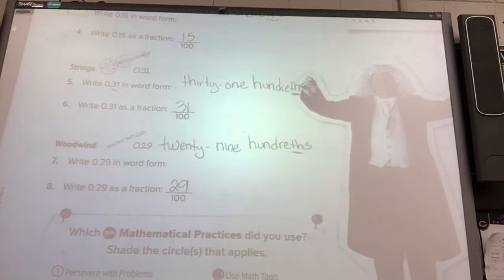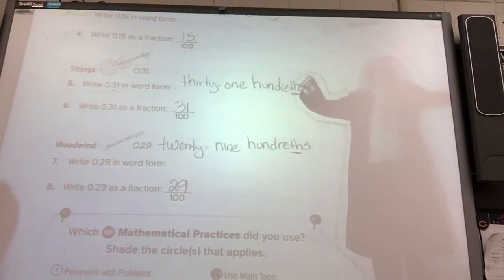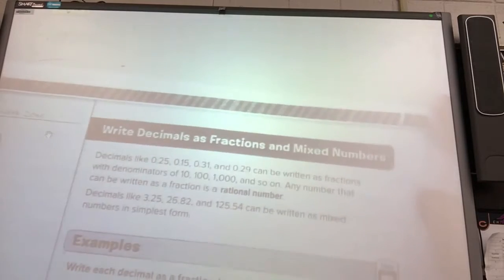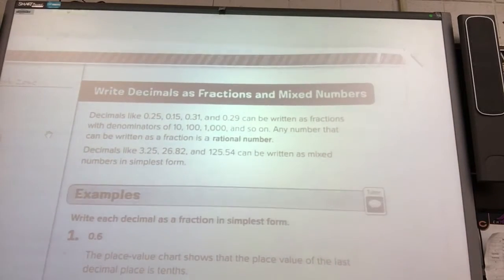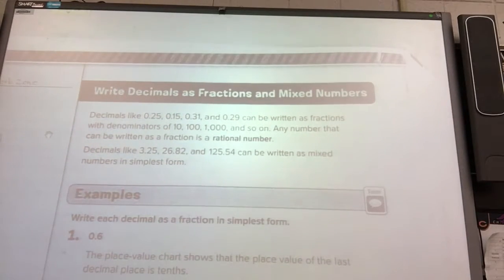All right, we are going to turn the page to page 90. Okay, if you need to pause at any time, go ahead and do so. Okay. So decimals like 0.25, 0.15, 0.31, and 0.29 can be written as fractions with denominators of 10, 100, or 1,000, and so on. Any number that can be written as a fraction is a rational number.